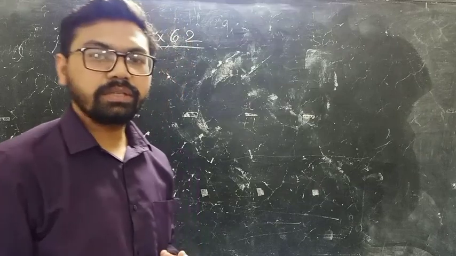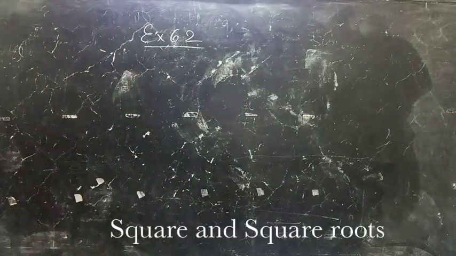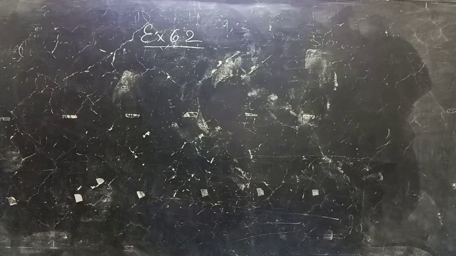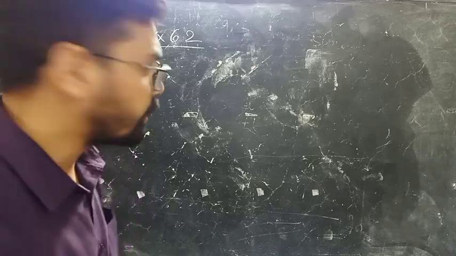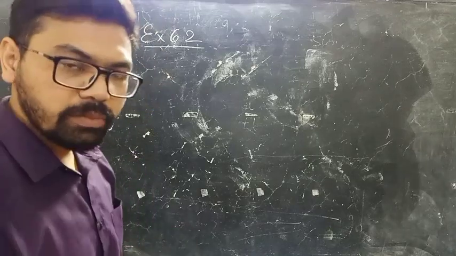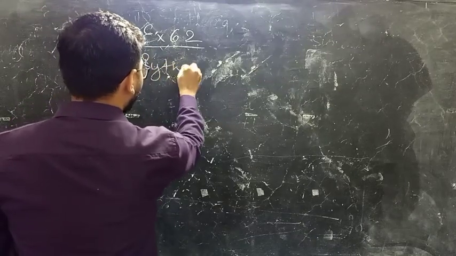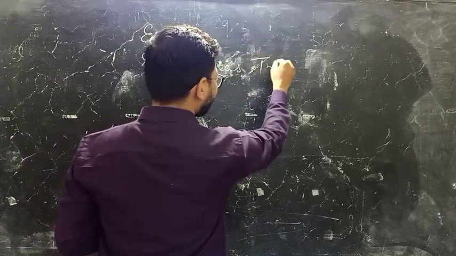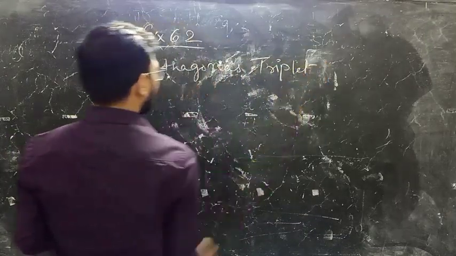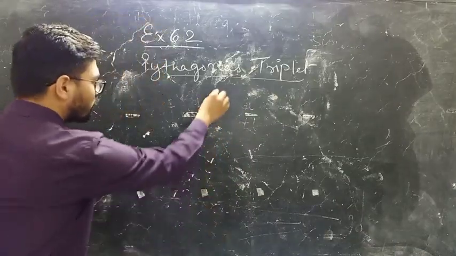So friends, today I am going to start with the new exercise 6.2, and the topic is Pythagoras theorem, or you can say Pythagoras triplet, because Pythagoras theorem is used in Pythagoras triplet. So the topic is Pythagoras triplet. Now what is this? Before understanding this triplet, you should know what Pythagoras theorem is, okay?